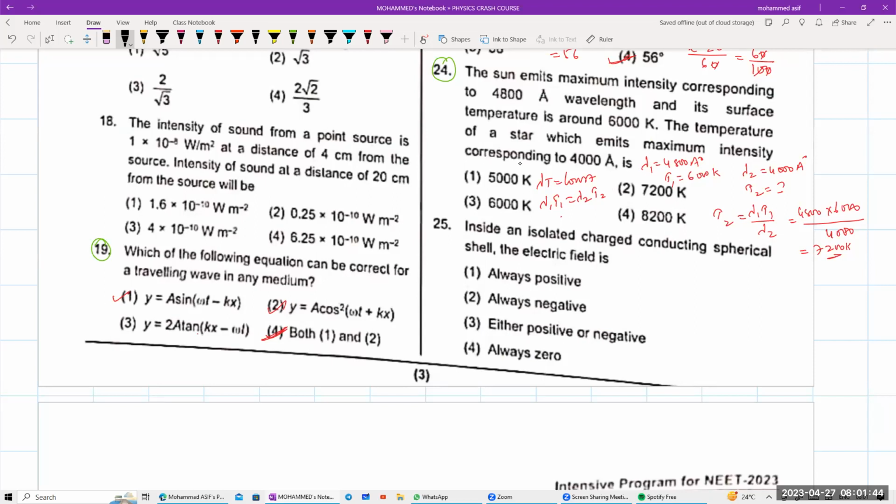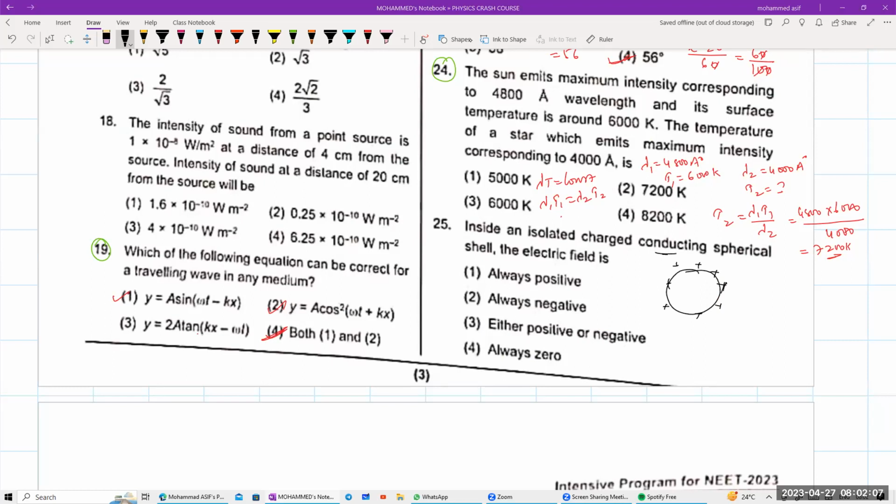Inside an isolated charged conducting spherical shell. I have a spherical shell, isn't it? For a conducting shell, the charge will reside only on the outer surface, while for a non-conducting one it is throughout the body. Conducting means the charge is residing only on this surface. The electric field inside is always positive, always negative, either positive or negative, or always zero. Can anyone tell me the answer for this one?